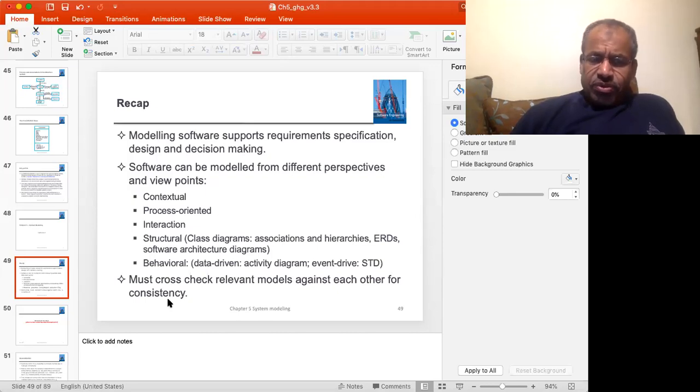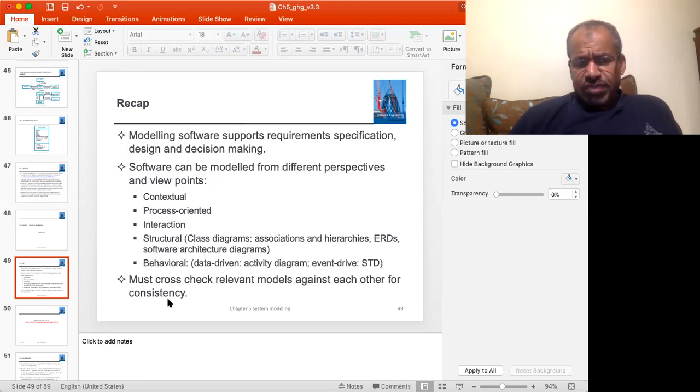I also said something important about contextual models, which is they help you greatly in debating and determining the boundaries of your system. What is the scope of your system? What are the responsibilities that are included within the system that you're aiming to develop?